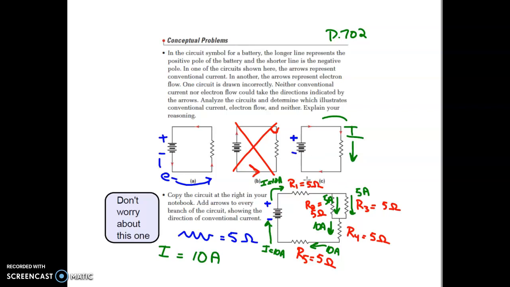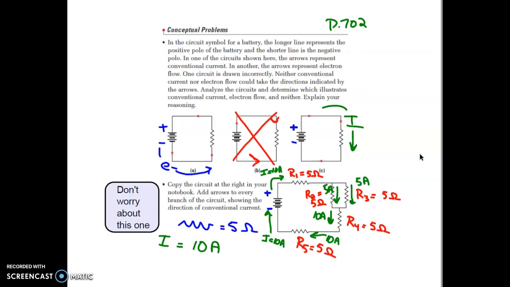And then C, with process of elimination, if we start here at the battery, we come from the positive end. So that's conventional current, and all our arrows point towards here. Okay? This one at the bottom here, if you want to give it a try, you can, but it's not really important at the moment. Okay?